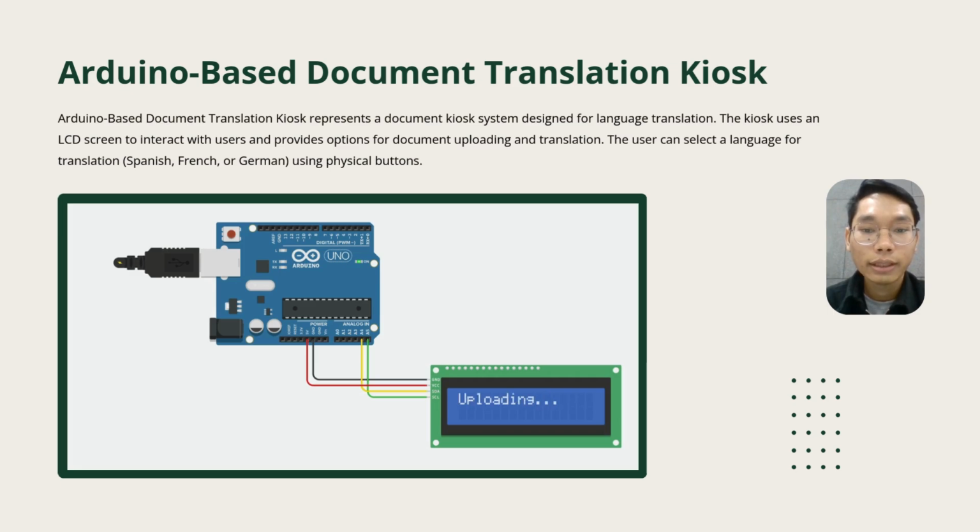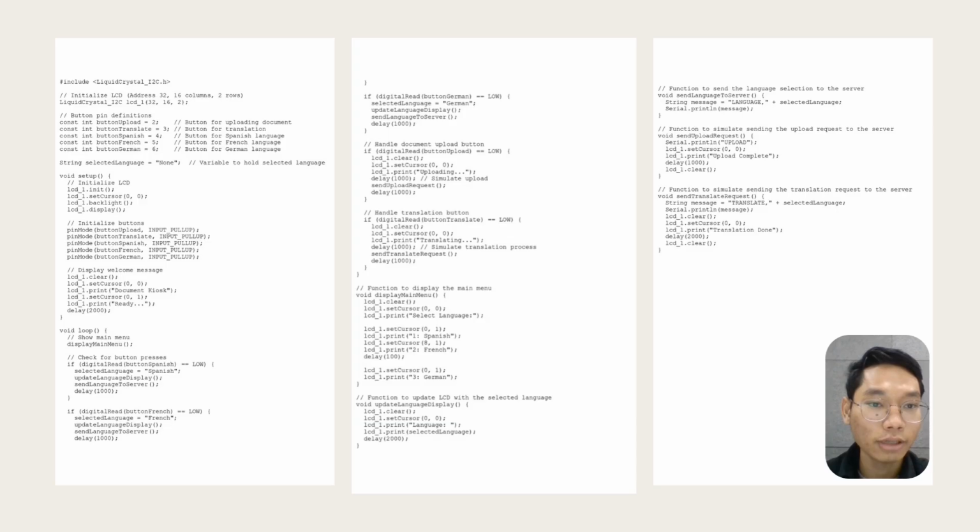Communication with the server is done through serial messages, allowing for smooth interaction between the user and the system. Now I'm going to explain how the code works. In a setup function, the LCD screen is initialized to display messages to the user. We also configure 5 buttons using pinMode as input with a pull-up resistor. These buttons are used for language selection, uploading a document, and initiating translation.